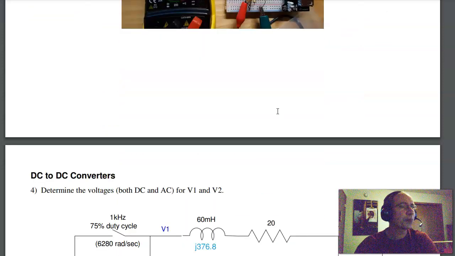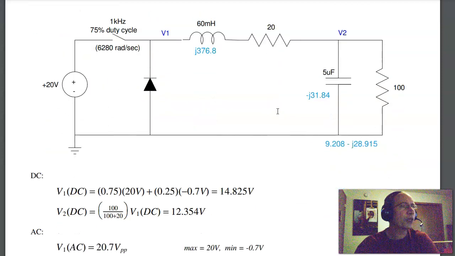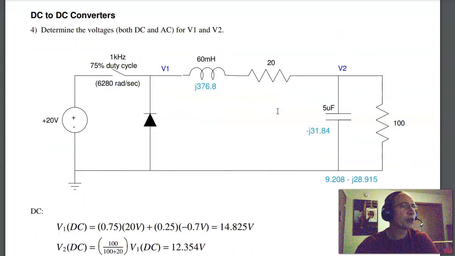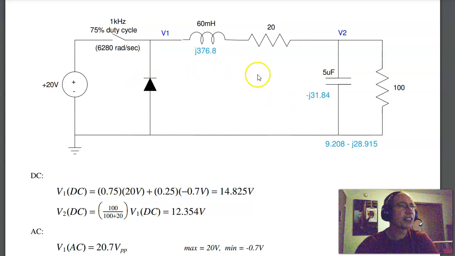That's problem 3. On problem 4, we're looking at a DC to DC converter, or a buck converter. This is analysis. Given the circuit, find the voltage at V2, both DC and AC. First, find the voltage at V1. With a 75% duty cycle, 75% of the time I'm at 20 volts. The remaining 25% of the time I'm at minus 0.7. That's when the switch opens, current continues to flow, in which case I have a 0.7 volt drop across this diode, making V1 minus 0.7 volts, or 14.825 volts on average, DC.